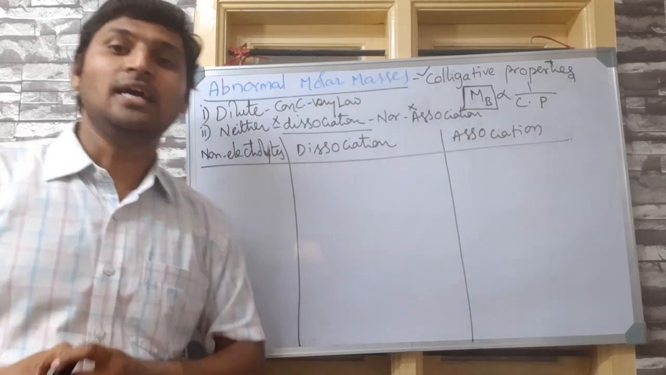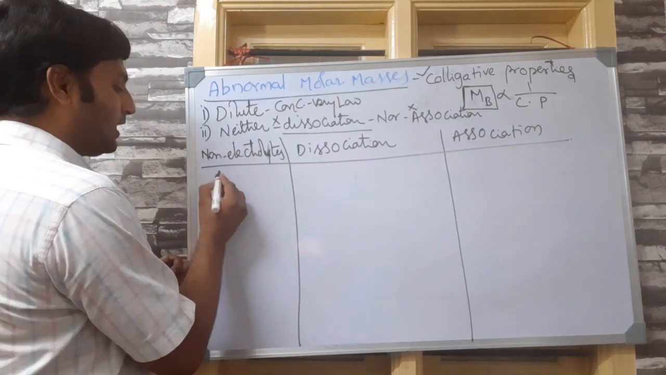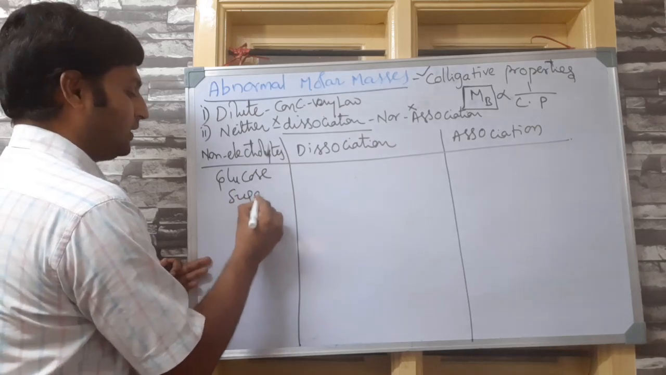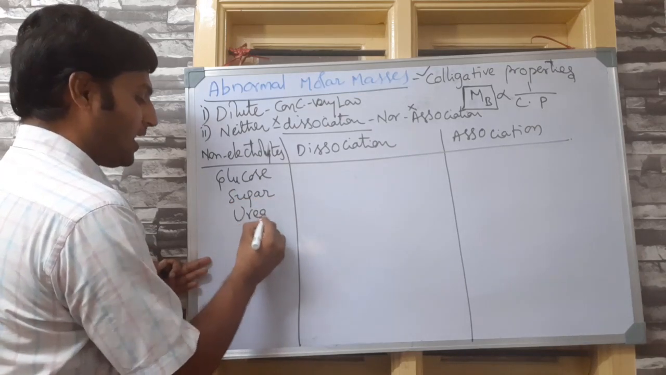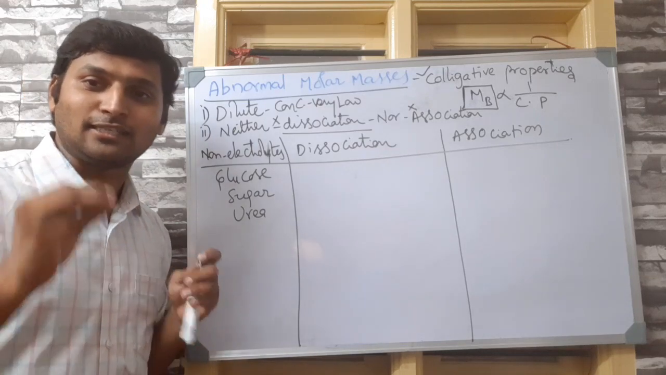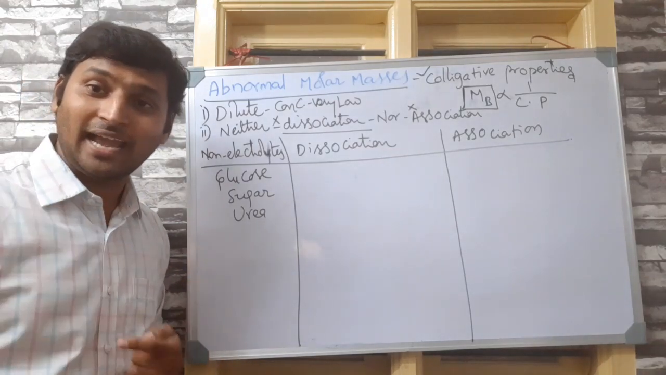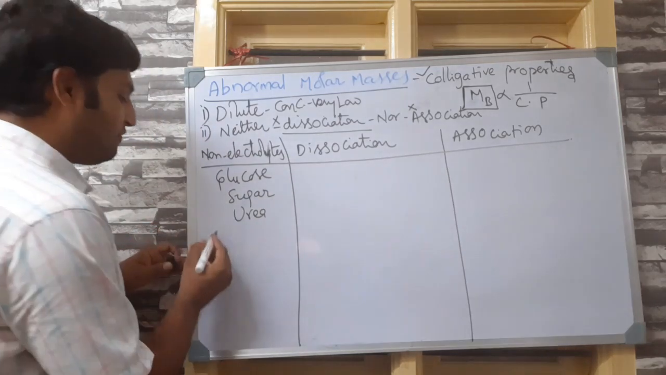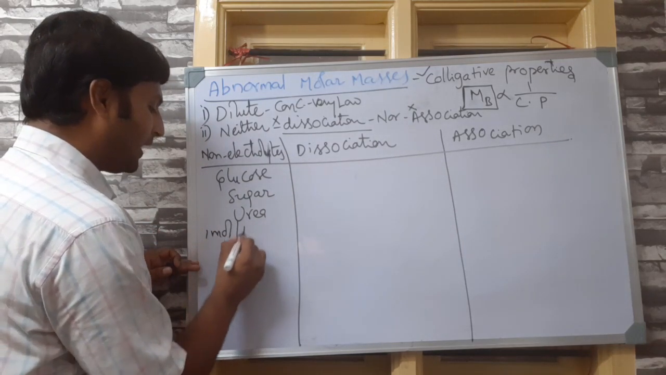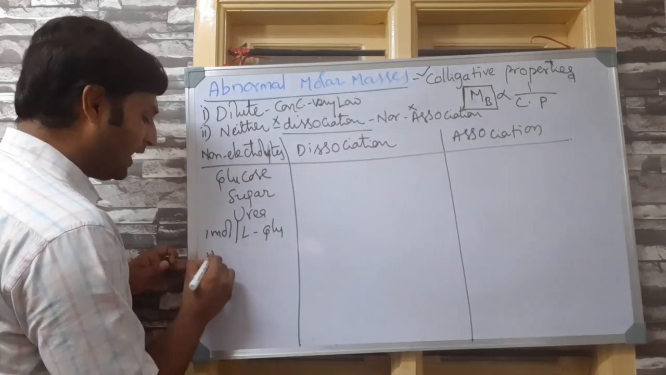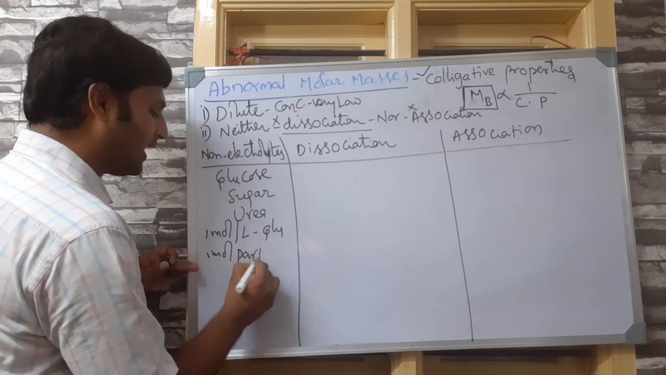Understood now? Now, what are non-electrolytes? Take glucose, sugar, urea. These are the substances which in any solvent can neither break nor join. That's why, if I am preparing a 1 mole per liter solution of glucose, I will be getting 1 mole of particles per liter, that's all.